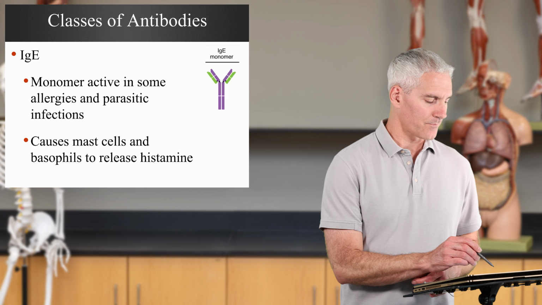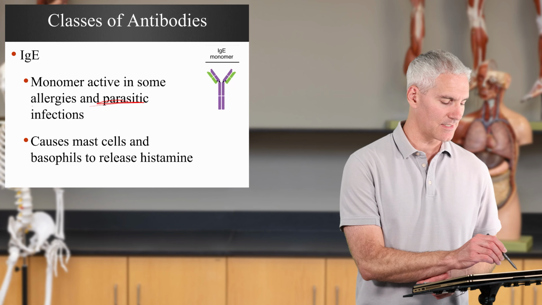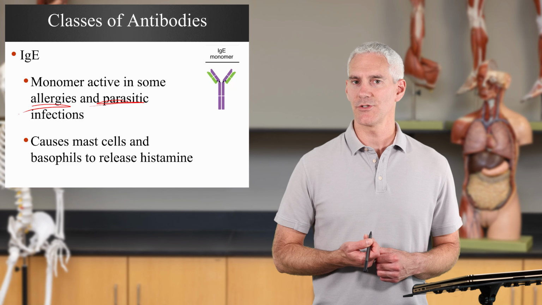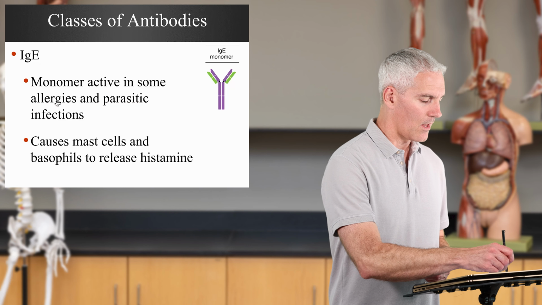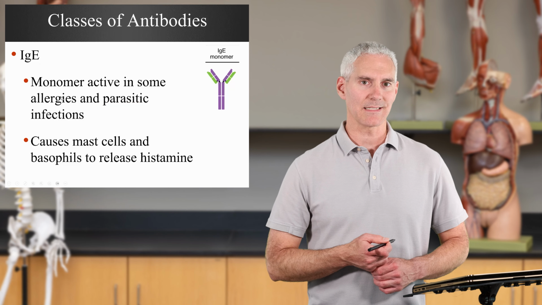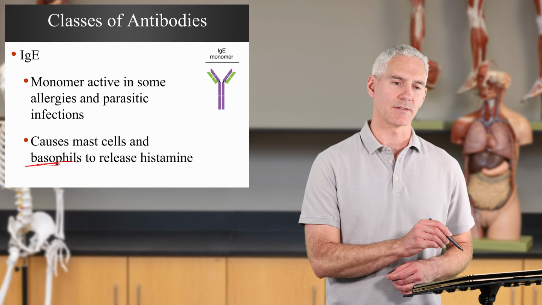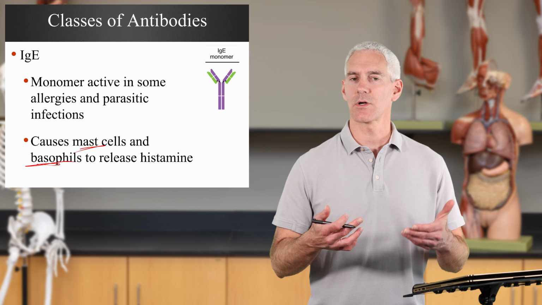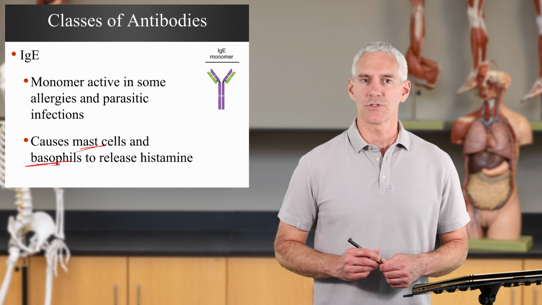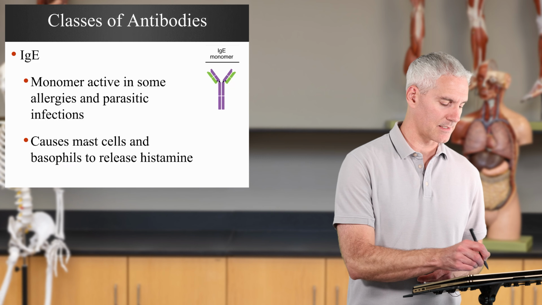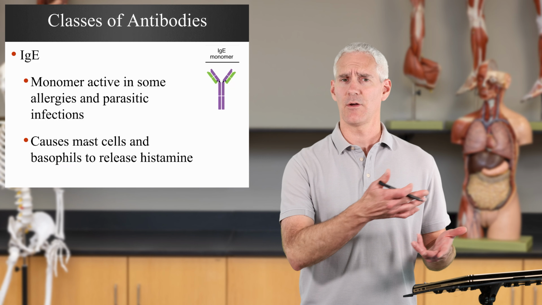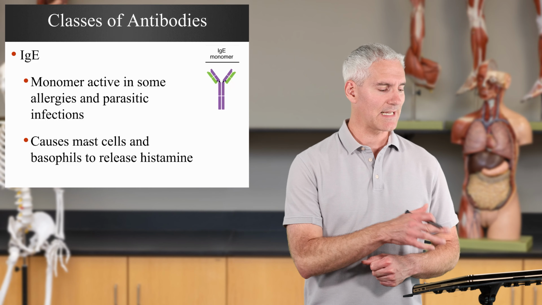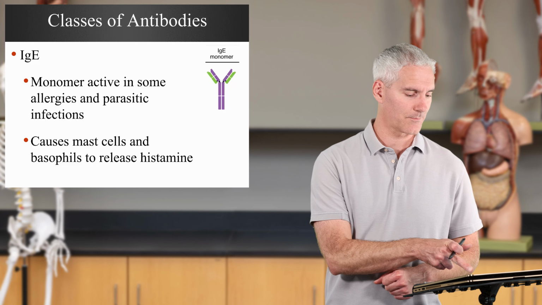IgE antibodies. Now these are looking at parasitic infections and some allergies. So they're basically causing reaction in your allergies and parasites. They're going to secrete and cause the mast cells as well as the basophils to release histamine. Remember, histamine is what causes inflammation. So this is triggering your inflammatory response, which makes sense if these are done with allergies. Allergies can cause inflammation, irritation. So this is IgE now.